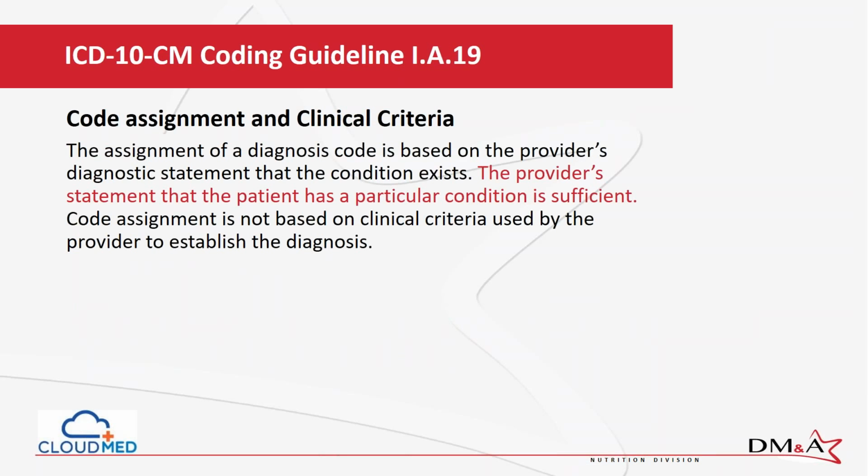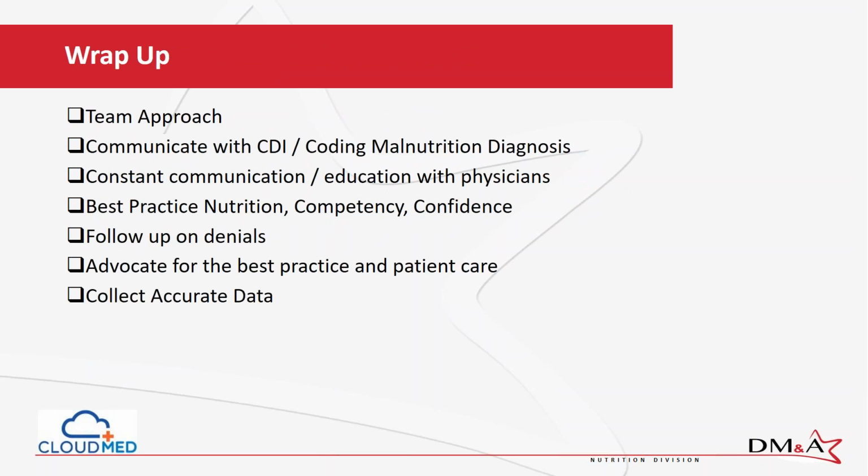Then, moving to the next slide, I like to also include this because it was a new coding guideline, actually part of our conventions. In section I.A.19, a couple of years ago, they added this to our guidelines, and it says the assignment of a diagnosis code is based on the provider's diagnostic statement that the condition exists. The provider's statement that the patient has a particular condition is sufficient, and code assignment is not based on the clinical criteria used by the provider to establish that diagnosis. There was some other rationale behind this coding guideline, but I still like to put it back at our payers in an appeal process to say that the physician really is the one ultimately responsible for diagnosing.